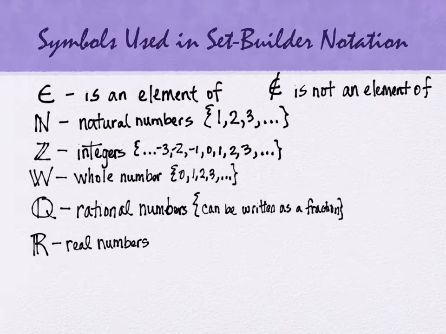So if I were to talk about Aspen, I would say she is not an element of my family, right? She's not one of my family members. So that would be the "is not an element of" symbol.